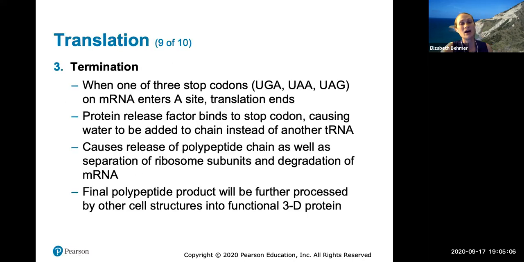Termination is when one of 3 stop codons is reached in that ribosome. Once it enters the A site on the messenger RNA, the translation stops and the amino acid chain will be released as the final polypeptide product.